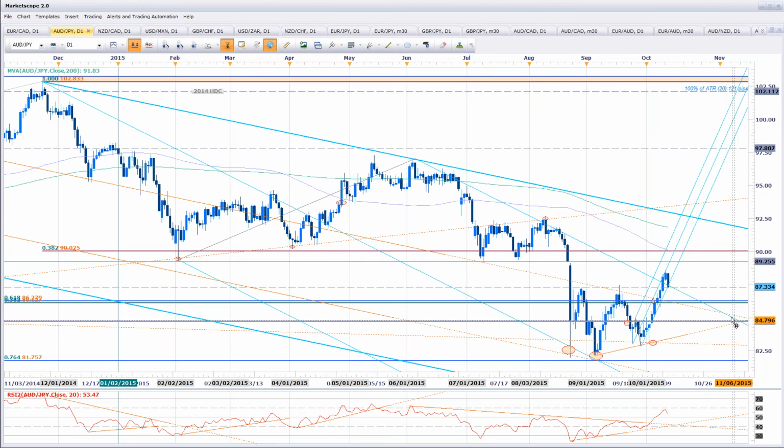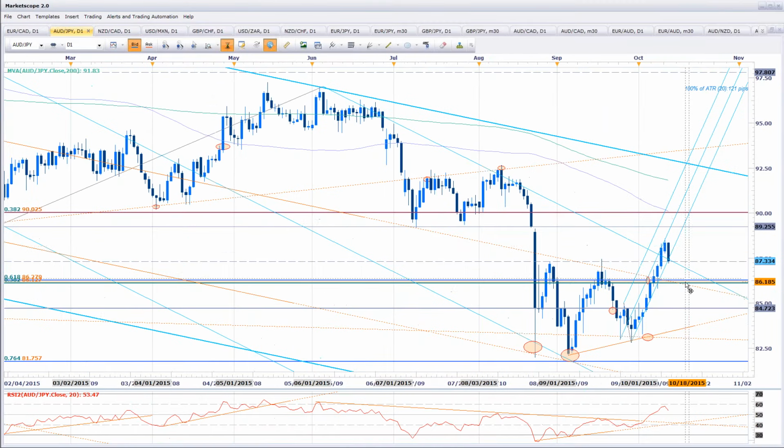It's messy. I'm not going to work with it. But the upper median line parallel, former resistance, should be acting as support, and the current operative support for the ascending structure off the lows. So all of this is in view for Aussie Yen.